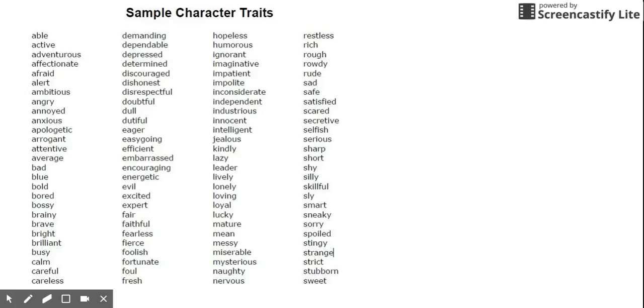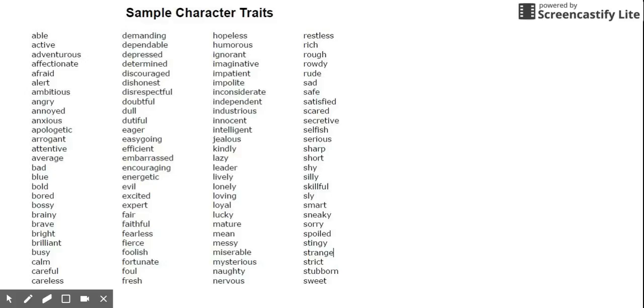So we're going to break down characters first. And we know that the characters are the people, animals, and creatures that act out the story. The next thing we're going to do to add to that is discuss character traits. Character traits are the things that make up the character, they make the character who they are.